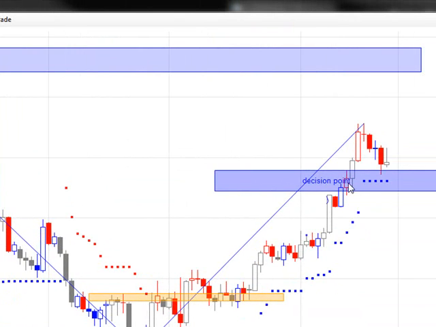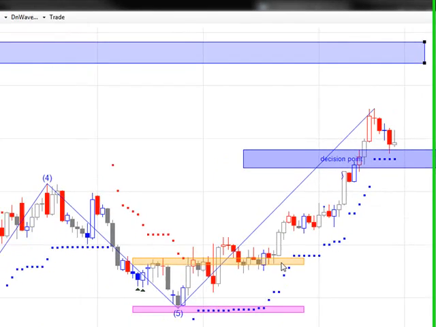If this area gives way as resistance, then we should see this area. All right, so it looks like this swing high may be in. If they take this swing high out, we should see this next area here. We did get a close above that decision point, and that high got taken out, so maybe already telling us they're going to seek this area.